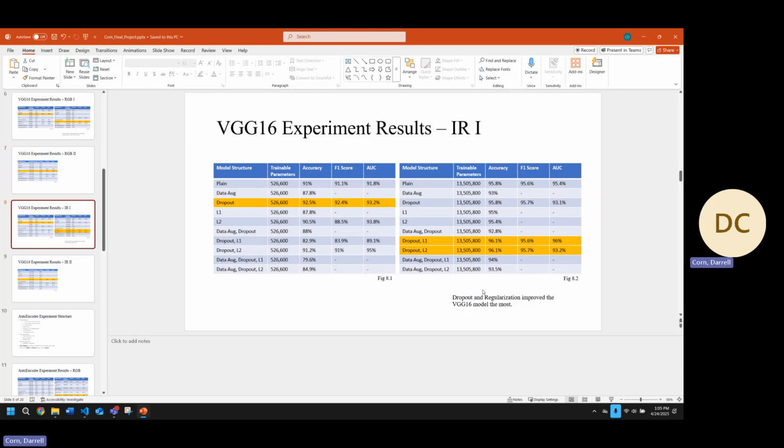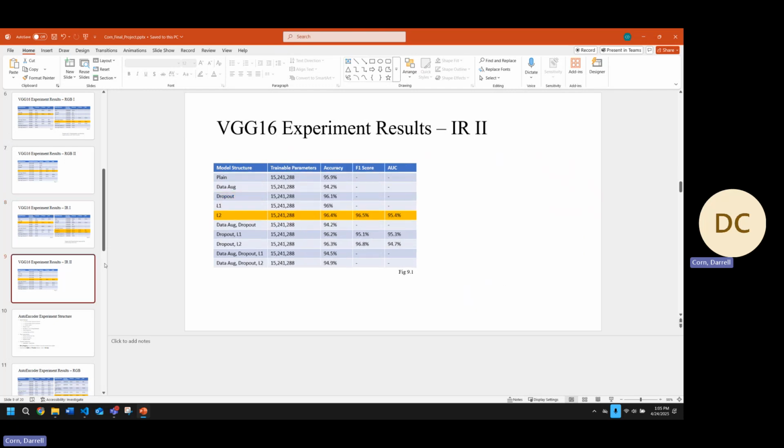And the same results really happened for the thermal data set too, for my VGG model. The dropout and regularization really seemed to improve it, as well as just having a ton of trainable parameters, because this was also my best performing thermal model as well.